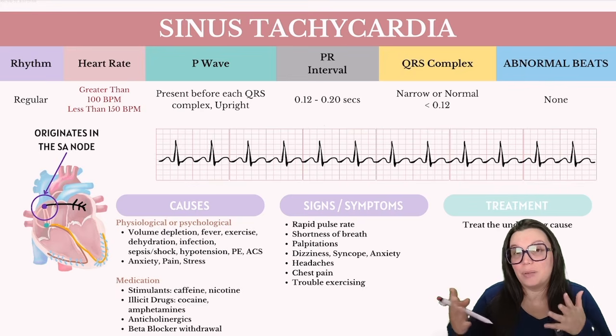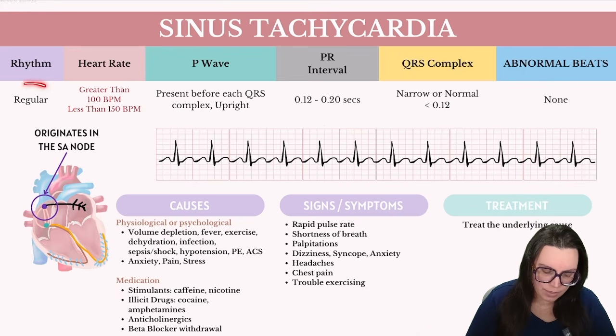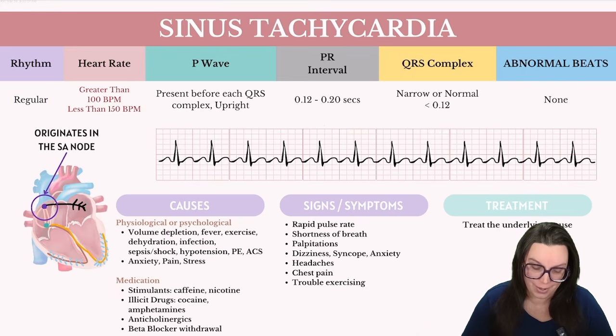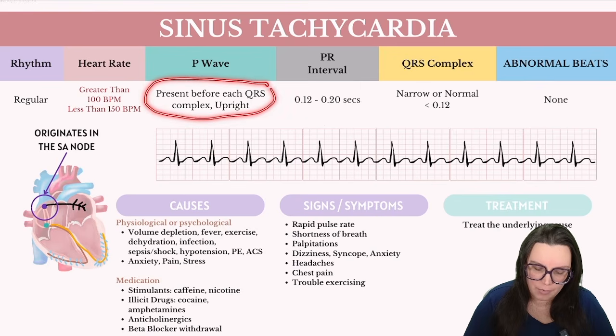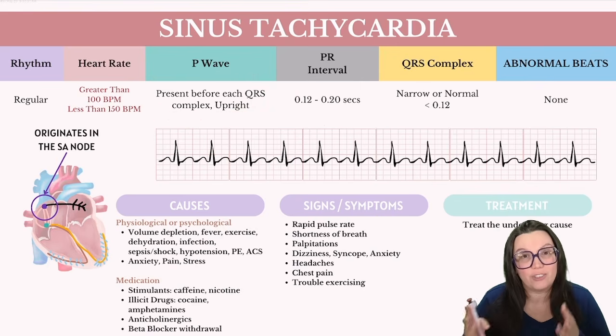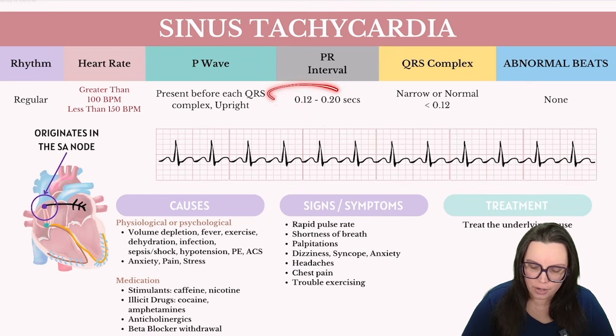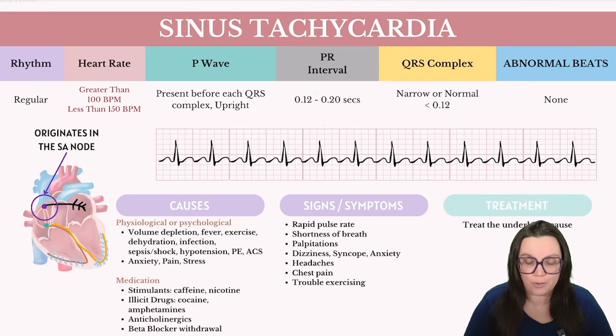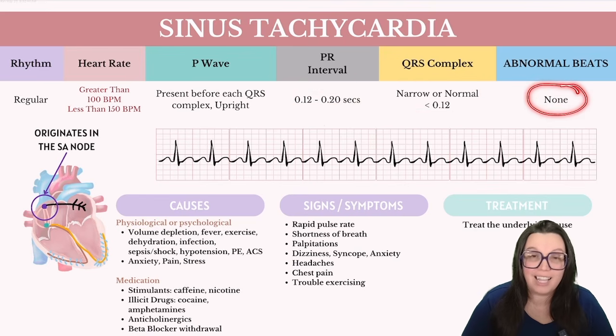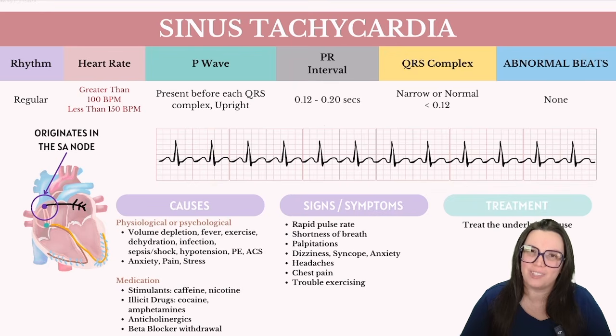So let's talk about some important characteristics. Again, the rhythm is going to be regularly regular. Our P waves, we're going to have a P wave before every QRS complex, and they also should be upright from our isoelectric line. Our PR interval and our QRS complex should remain within normal, and of course, we should not see any abnormal beats when it comes to this rhythm.